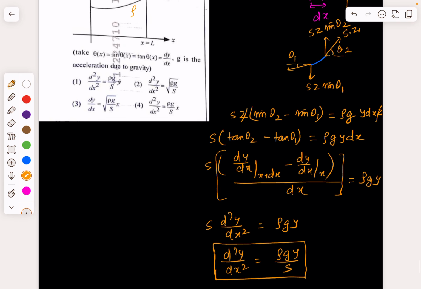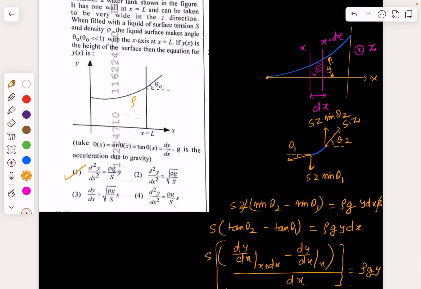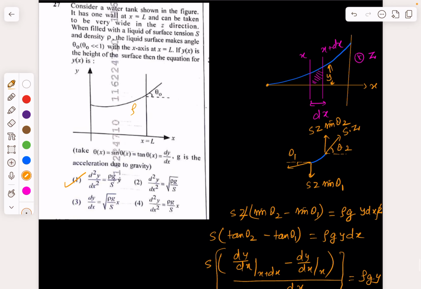So the correct option is the first option. So you can go through the problem once. This is a slightly mathematical approach. In another video, I will come up with another solution, which will be less mathematics, more physics.